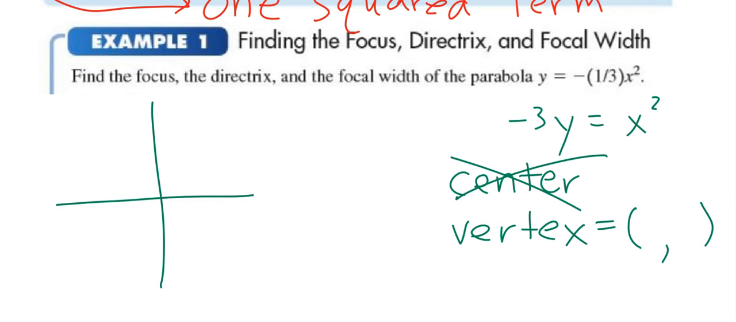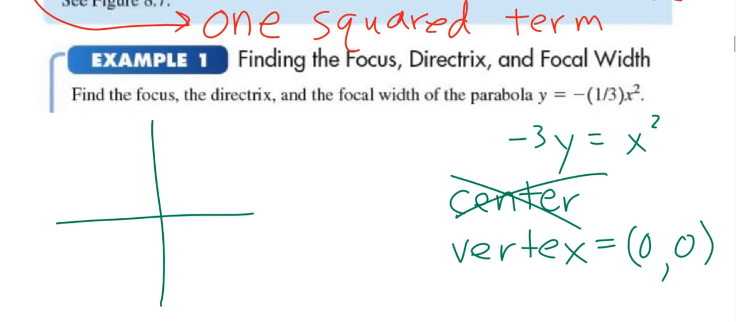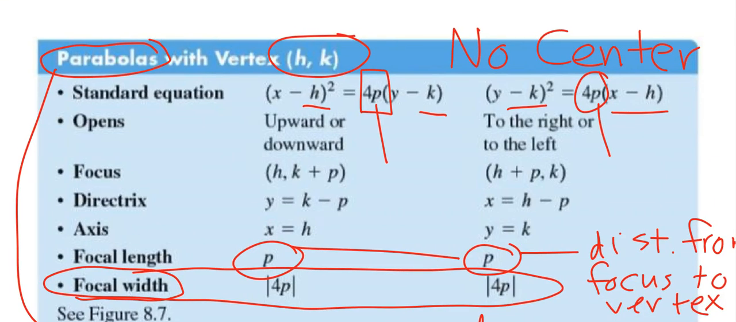What's my vertex? Oh, man, this should be easy, folks. 0, 0, very good. Nothing's been added or subtracted to the y. Remember the h and the k? Because if I go back up here and I look at the different forms of the equation, you know how it says you've got to do something, subtract or add, before you square it. None of that has happened. There's no phase shift or vertical shift going on here.